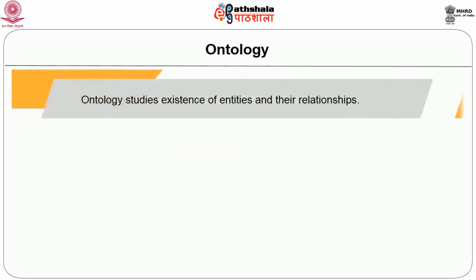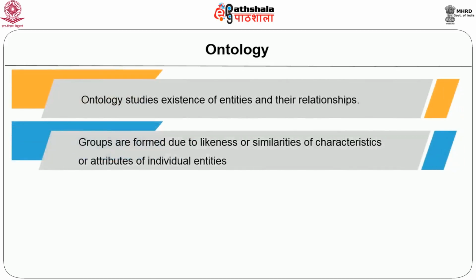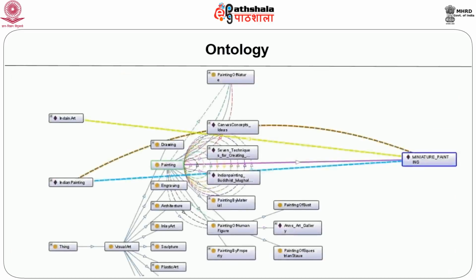Now ontology studies the existence of entities and their relationships. Groups are formed due to likeness. So furniture can be of two types: one is wooden furniture, another is steel furniture. All wooden furniture we classify into one group. This is how ontologies are created. Now this is an example of an ontology created and its relationships. I will come to this later with an example to understand.